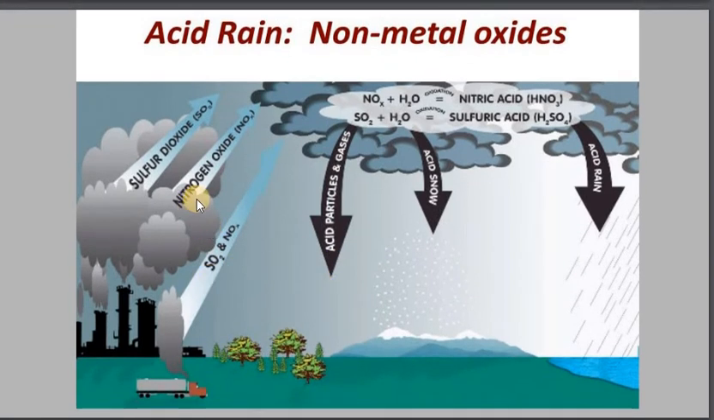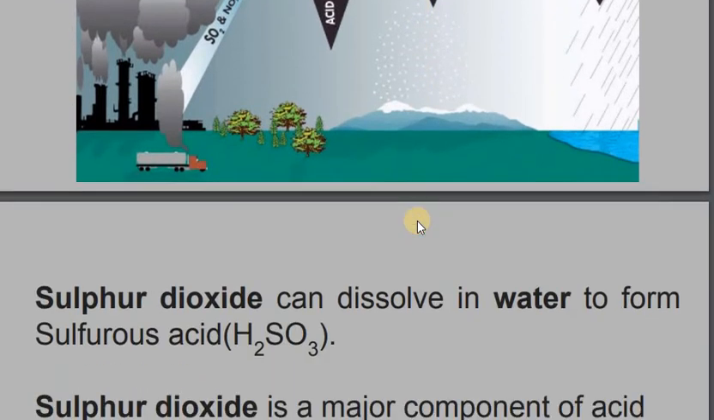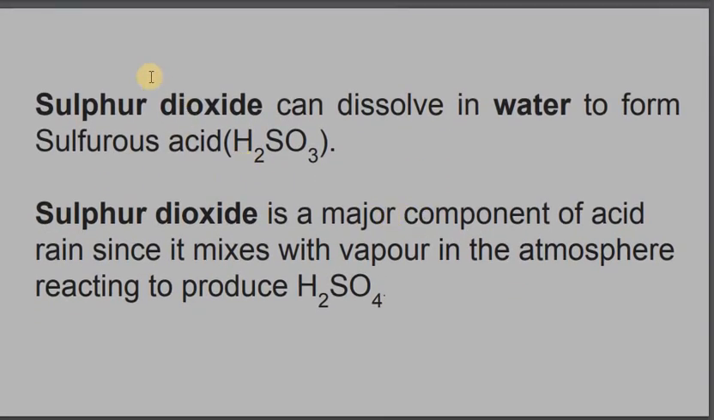So sulfur dioxide and nitrogen dioxide react with water which is present in the atmosphere and they convert into sulfuric acid and nitric acid. And they fall down as acid rain. Sulfur dioxide can dissolve in water to form sulfurous acid. Sulfur dioxide is a major component of the acid rain since it mixes with vapor in the atmosphere, reacting to produce sulfuric acid.